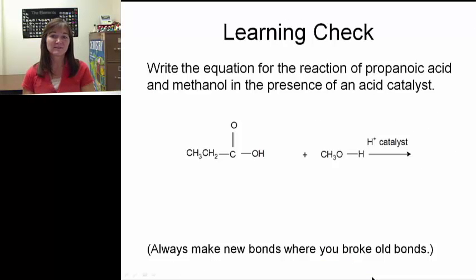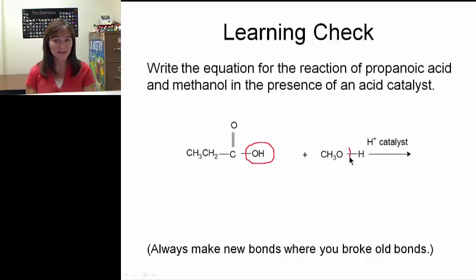Write the equation for the reaction of propanoic acid and methanol in the presence of an acid catalyst. So what was step one? Step one was to break between the carbonyl carbon and the oxygen. So I am going to put a circle around the group that I'm breaking off.